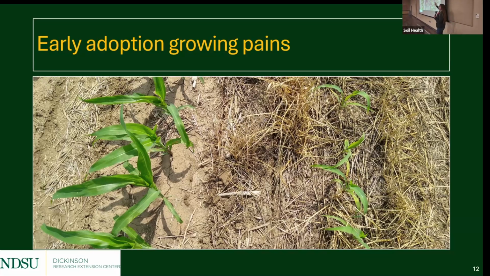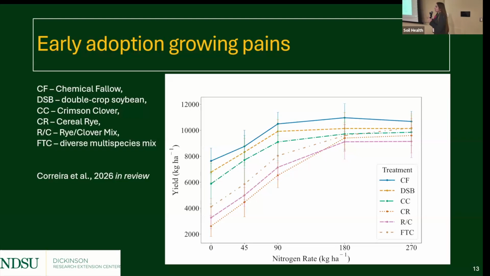And just from looking at it, you can tell that corn is not looking as nice. The corn grown in cereal rye is not looking quite as nice as that corn grown in no-till alone. And so that could be due to cover crop nitrogen use, cover crop water use, and the data supports this.